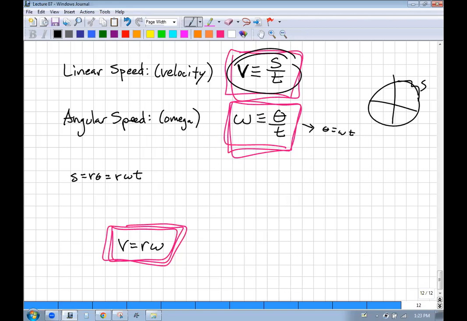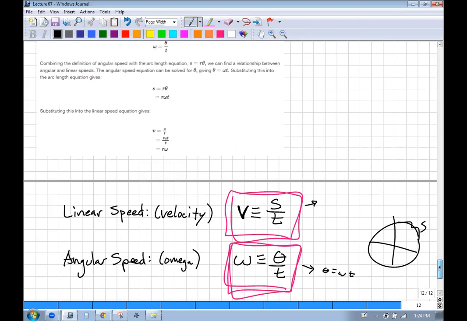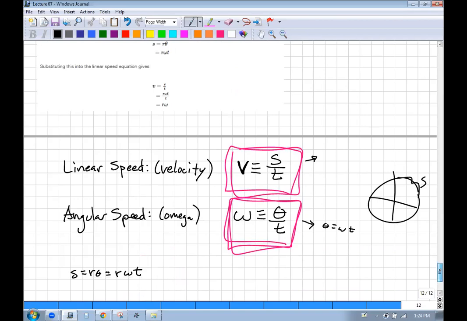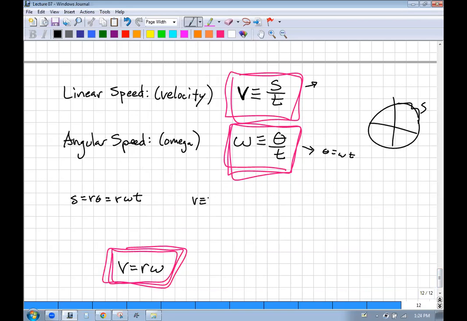Now I already have a relationship between S and V. So let's see here. I need to get V involved. T would be S over V. No, I want to get R in there. Hold on. Forgot my next step. V is S over T. Okay, we're going to use this guy. So we know V by definition is S over T. But S is R omega T. So replace S with R omega T. We have a T on the bottom. The T's go away. And boom. That's what we have. V equals R omega.